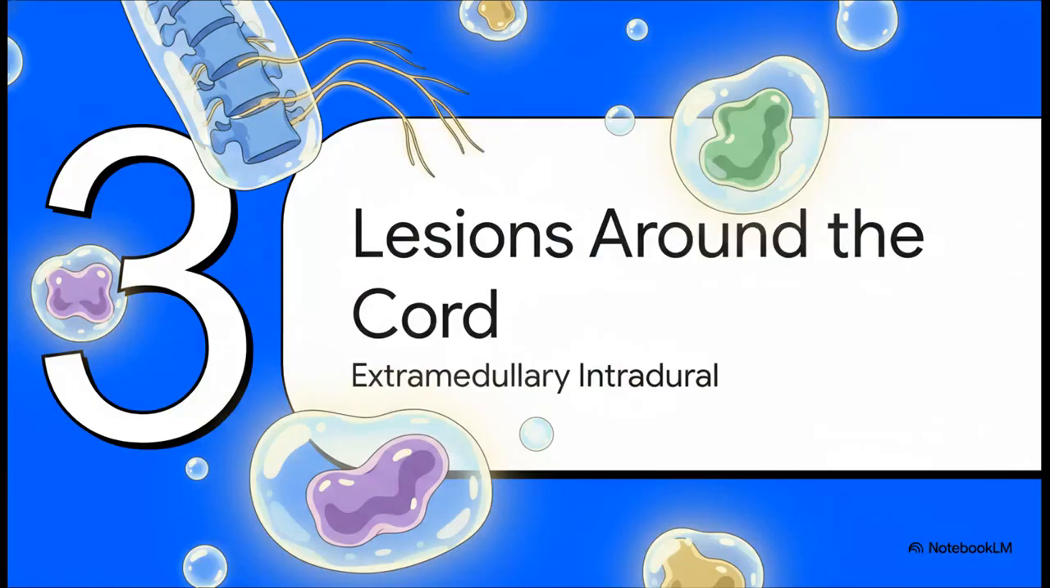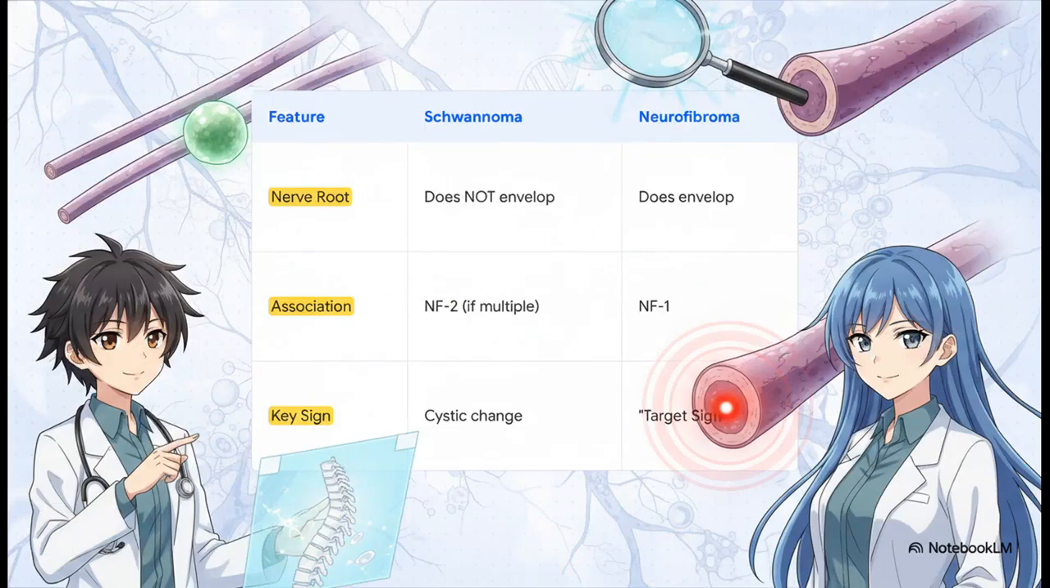All right, time to move our investigation. We're now in the second neighborhood, the extramedullary intradural space. So we're looking for things that are outside the cord but still inside that protective dural sac. In this space, the usual suspects are nerve sheath tumors, and suspect number 1 is the schwannoma. It grows from a nerve root, but it doesn't really swallow it. Its close cousin, the neurofibroma, does swallow the nerve root, and it's a huge red flag for neurofibromatosis type 1.